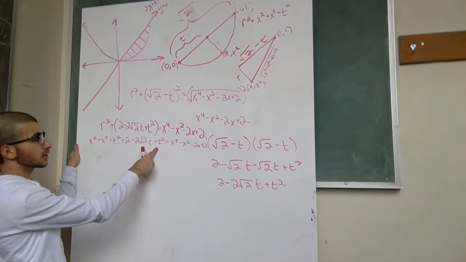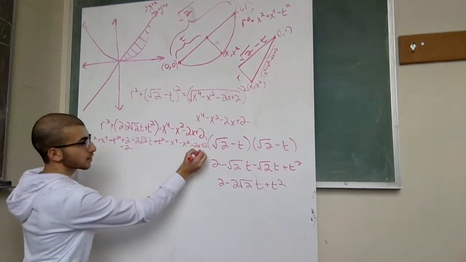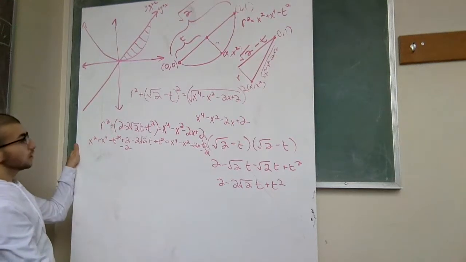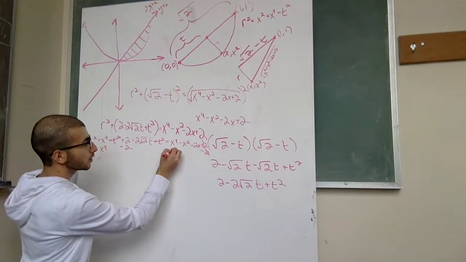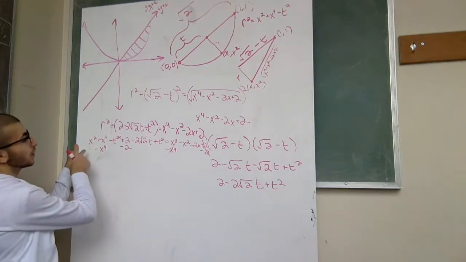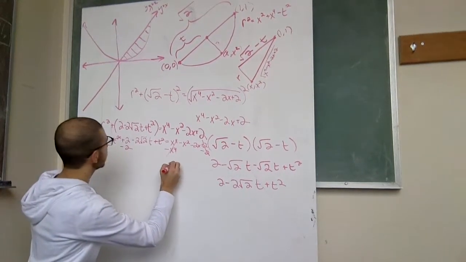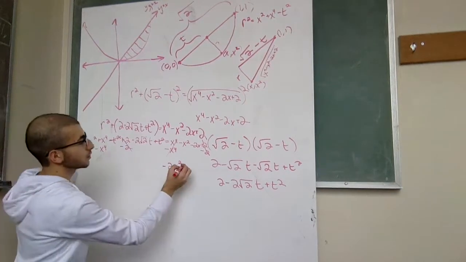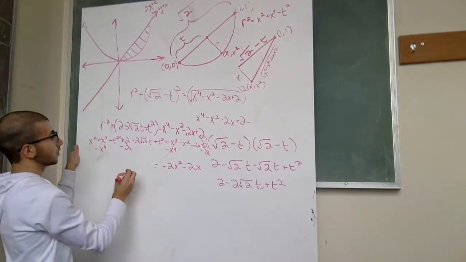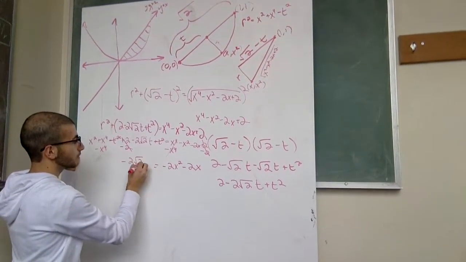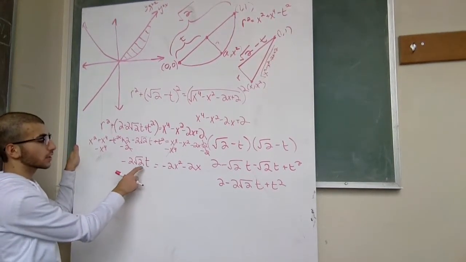This negative t squared and this t squared cancel. If you subtract 2 from both sides, these 2's will cancel. If you subtract an x to the fourth from both sides, these will cancel as well. And if you subtract an x squared from both sides, it'll just leave you with a negative 2x squared minus a 2x is equal to a negative 2 root 2t. So now what we're going to do is divide by a negative 2 in order to try to isolate this t.